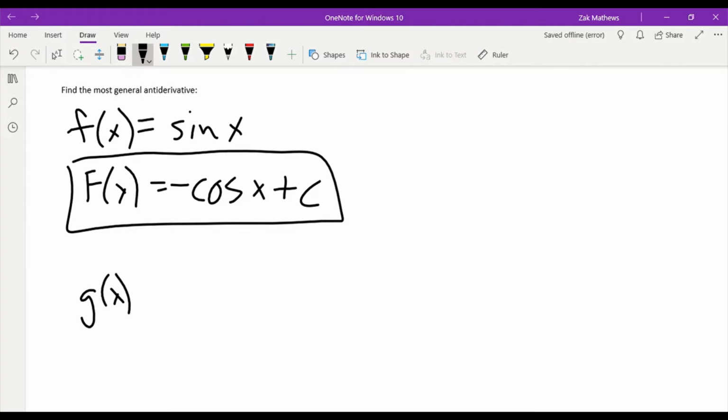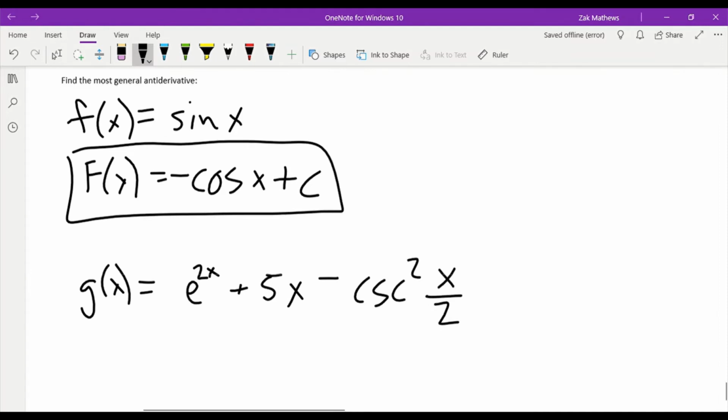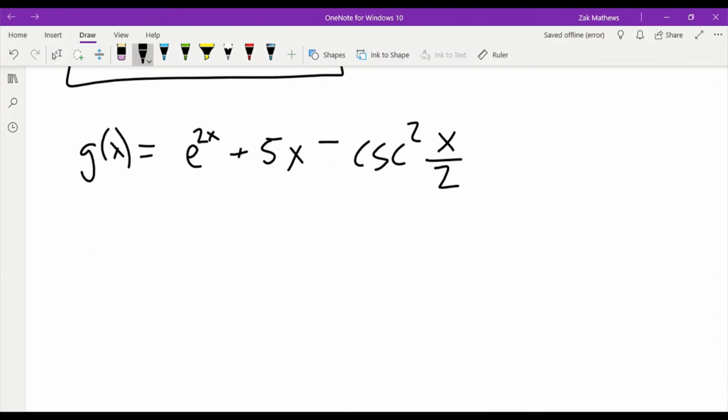Let's take another example. Let's take g of x to be, let's combine a couple functions this time, e to the 2x plus 5x minus cosecant squared of x over 2. So we'll just take this bit by bit. And we've renamed the function this time, so the antiderivative will be big G of x.